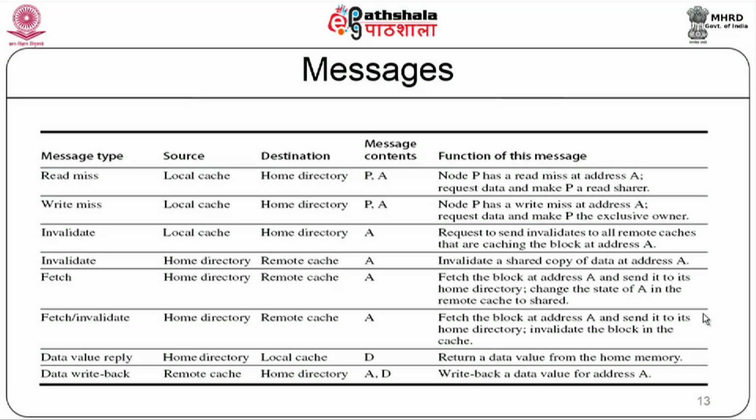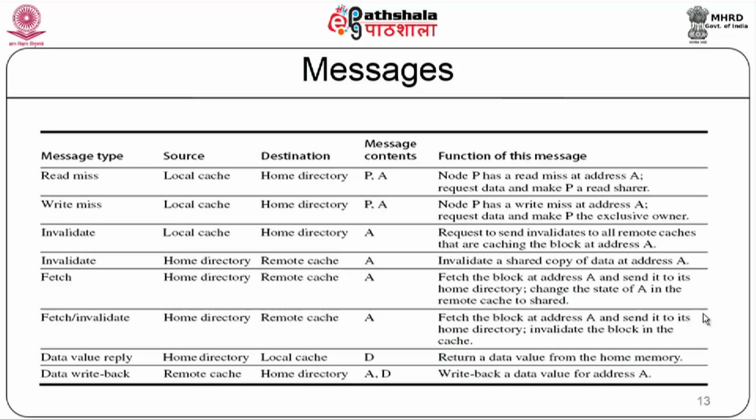And similarly, if you have to fetch and invalidate in response to a write operation, the source is again the home directory, the destination is a remote cache, and the message has the address. So, you have to fetch the block at address A and send it to its home directory. You will have to invalidate the block in the cache, because this is going to be modified by somebody else. So, it can no longer be valid.